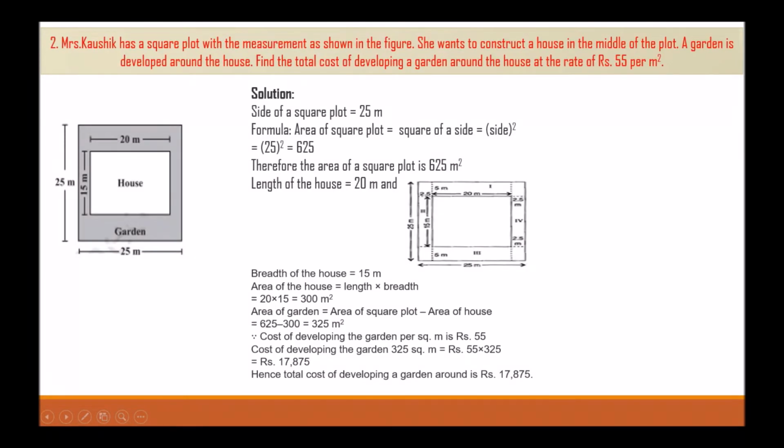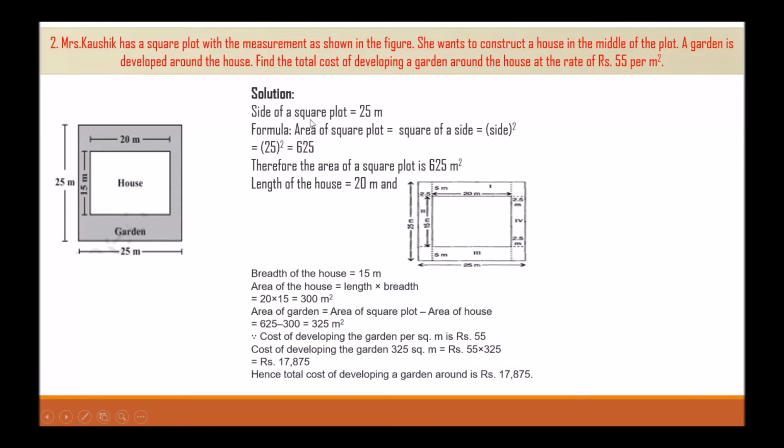Second, Mrs. Kaushik has a square plot with the measurement as given in the figure. She wants to construct a house in the middle of the plot. A garden is developed around the house. Find the total cost of developing the garden around the house at the rate of rupees 55 per meter square. So this is the diagram given.